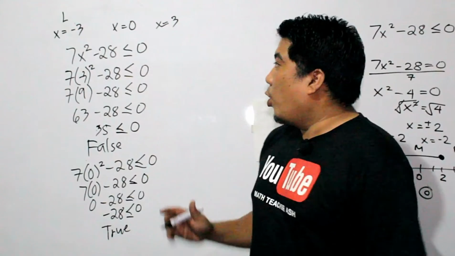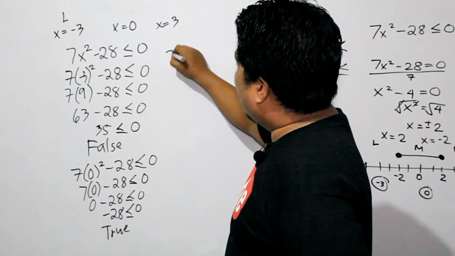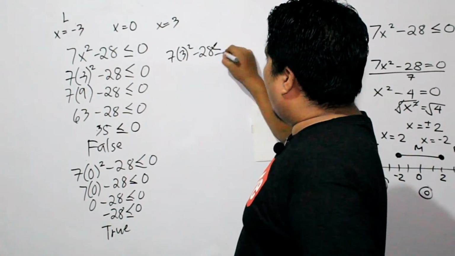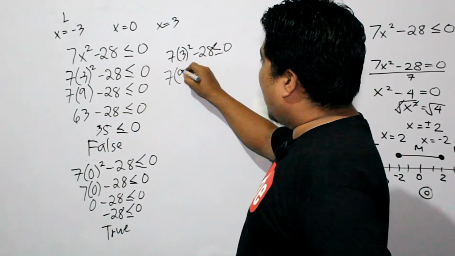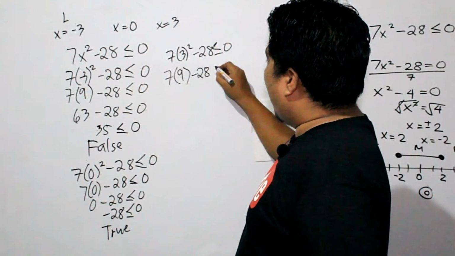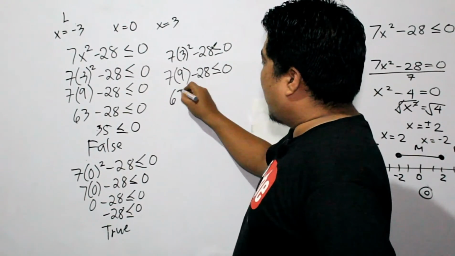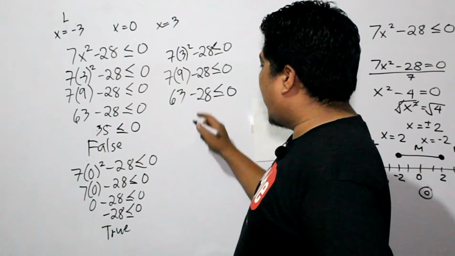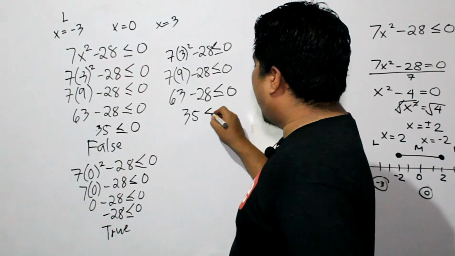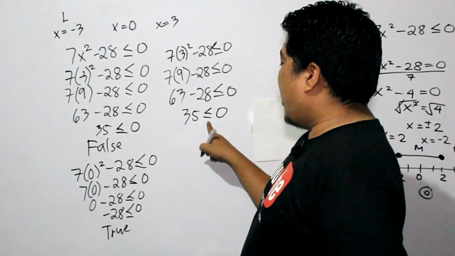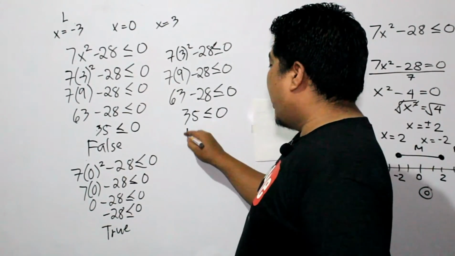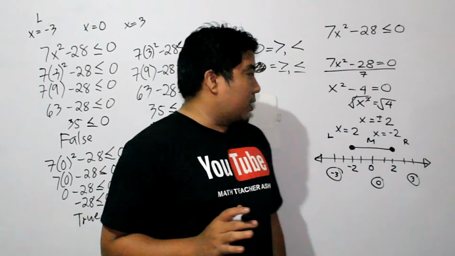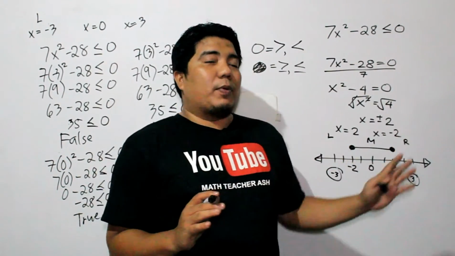Now, for our final, we have positive 3. So we have 7 times 3 squared minus 28 is less than or equal to 0. So this becomes 7 times 9, which is 63, minus 28. The same concept here. 63 minus 28 is 35. Is 35 less than or equal to 0? That is also false.